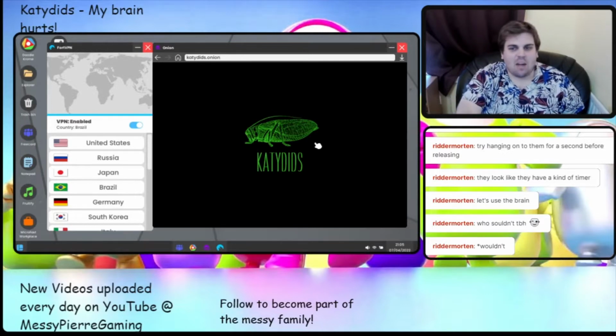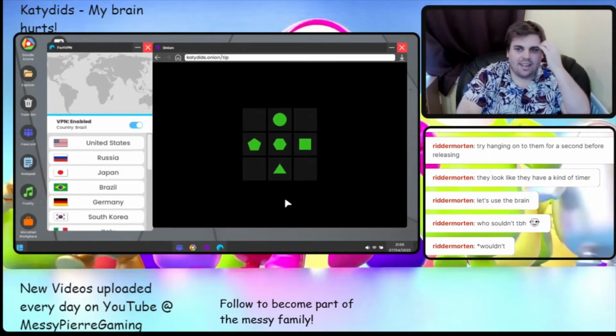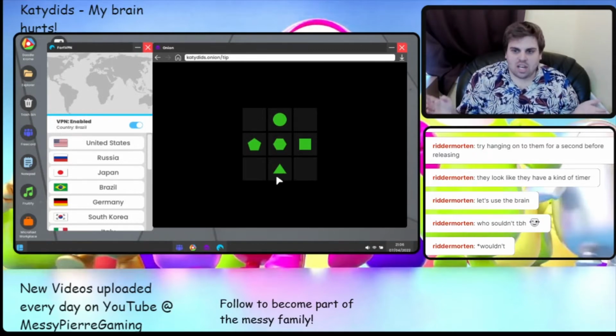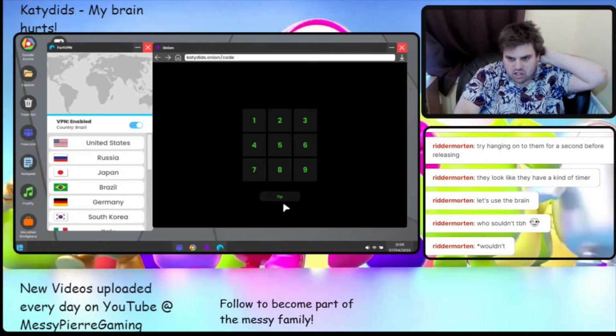Okay, so we click on the katydid and we get presented with a code. So it says tip. And we have five shapes, and this is where I got stuck. So it says circle. So we have a circle on the two square. We have pentagon on the four square, hexagon on the five square, square on the six number, I don't know, triangle on eight. So basically the first thing I did, being a teacher, I thought it has to do with sides. So I typed that in. I went, let me just check again. So it would be 2, 8, 6, 4, 5 in number of sides.